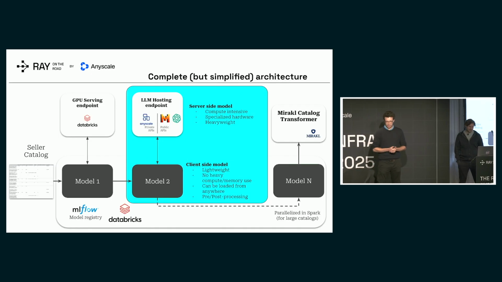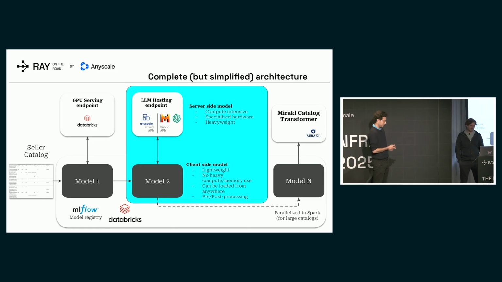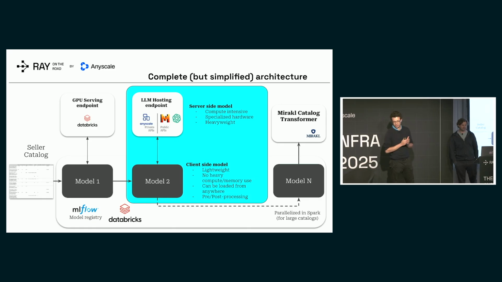So let's wrap this up a bit with an architecture schema. To take a step back and see where this all fits into the production pipeline of the catalog transformer, let's look at this schema. Basically, as we said, the catalog transformer is a sequence of different models that are going, for instance, to categorize, extract attributes, rewrite content, stuff like this.